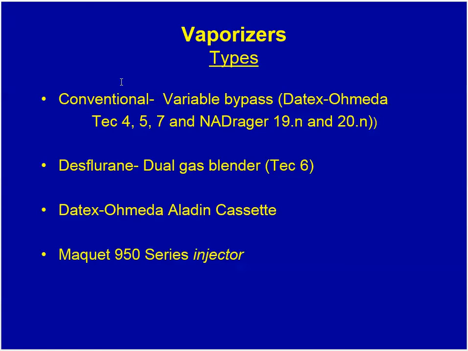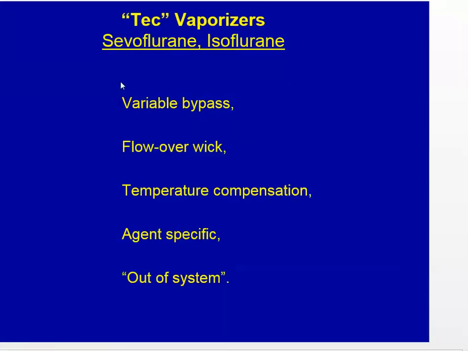There are at least 4 types of vaporizers which you may encounter. There is a conventional variable bypass vaporizers known as the Tec 4, 5, and 7, and the North American Drager 19N and 20N. There's the Desflurane Dual Gas Blender, Tec 6, the Datex-Ohmeda Aladin Cassette, and the Maquet 950 series injectors. The Tec vaporizers for sevoflurane and isoflurane are referred to as variable bypass, flow over wick, temperature compensated, agent specific, out of system vaporizers.